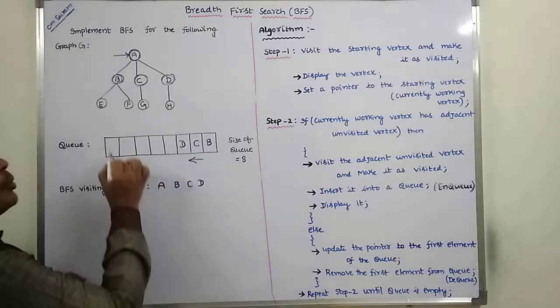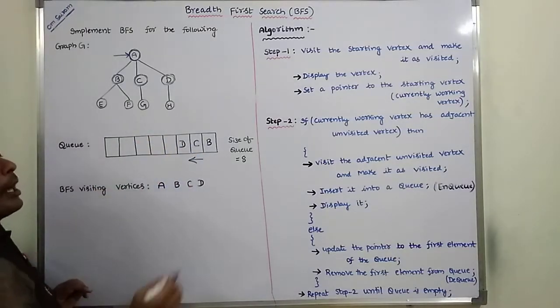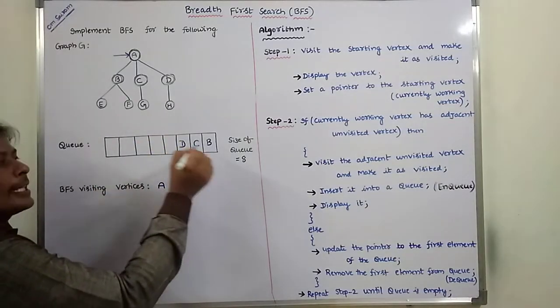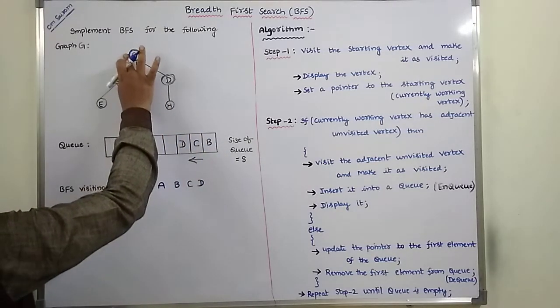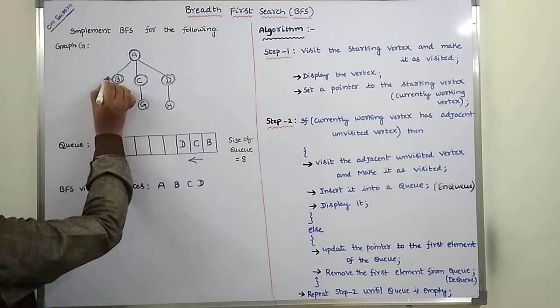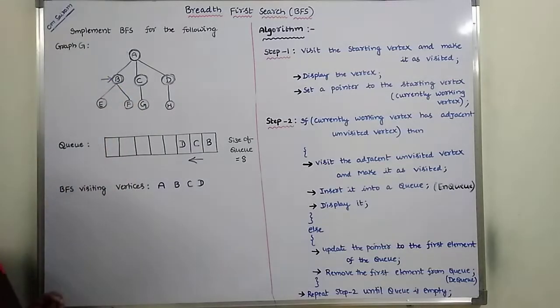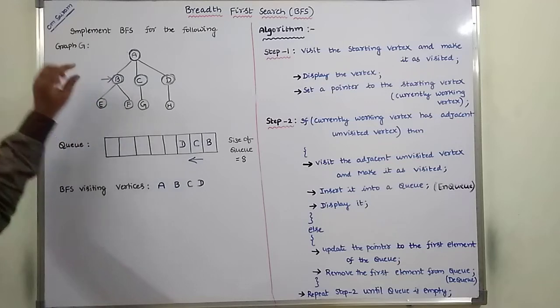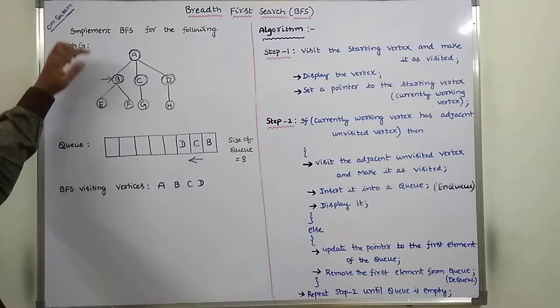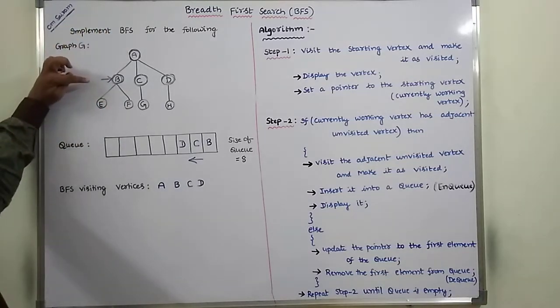In the else part, update the pointer to the first element in the Q. Okay, in the Q, what is the first element? What is the first element that enters into the Q? That is B. Now update the pointer to the first element in Q. In the Q, the first element is capital B. Now update the pointer from capital A to capital B.